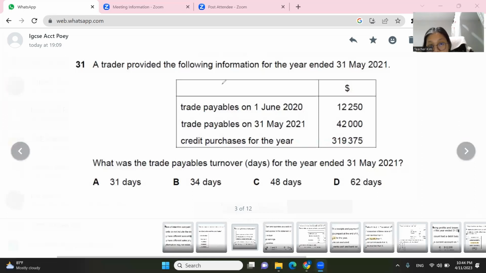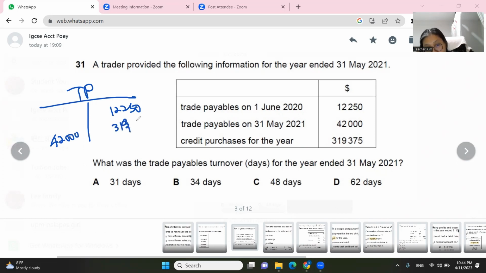A trader provides the following information for the year ended 31st May 21. So this one, you have trade payable. So balance b/d is in here, and then balance c/d is in here, 4200, and then credit purchases is in here, 319,375. What was the trade payable turnover?